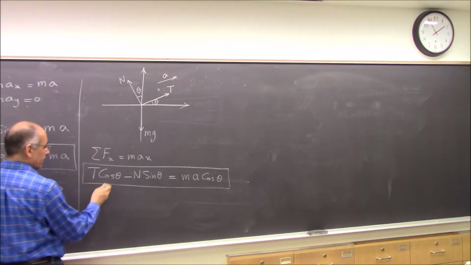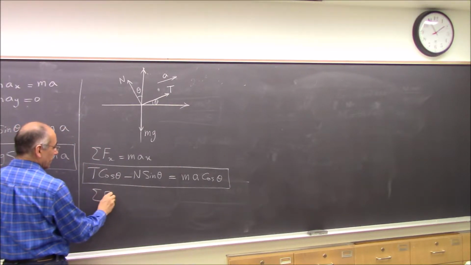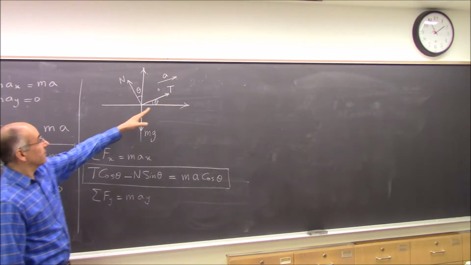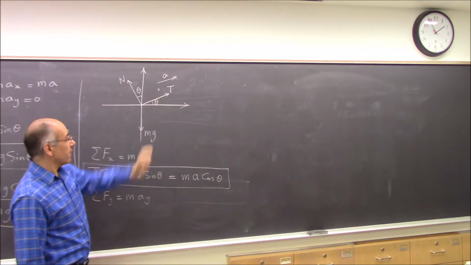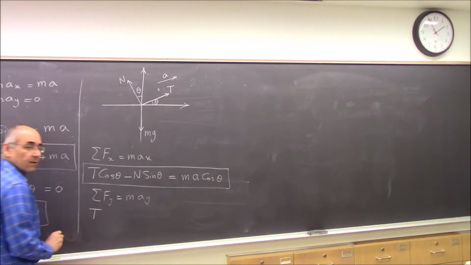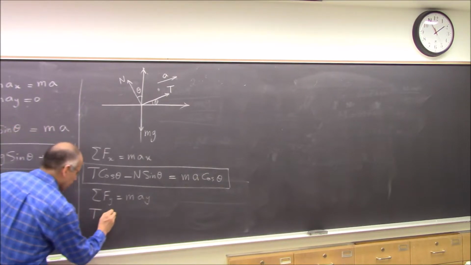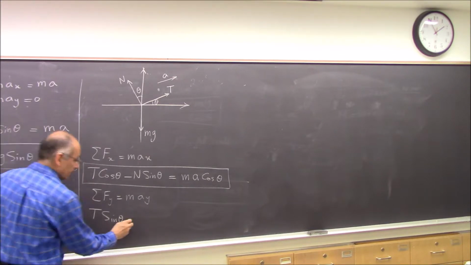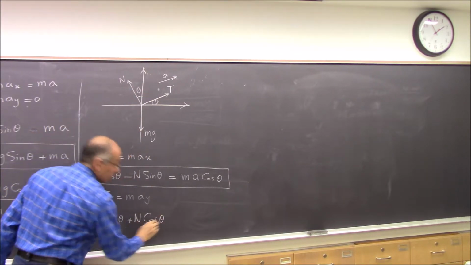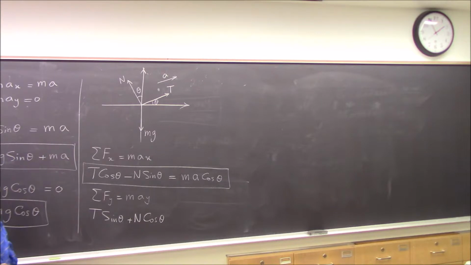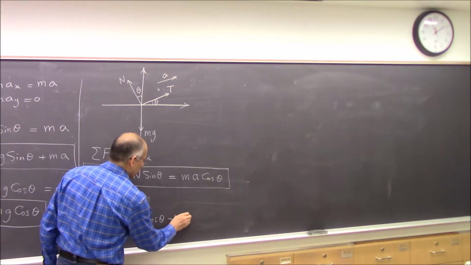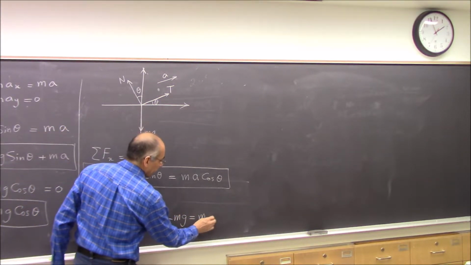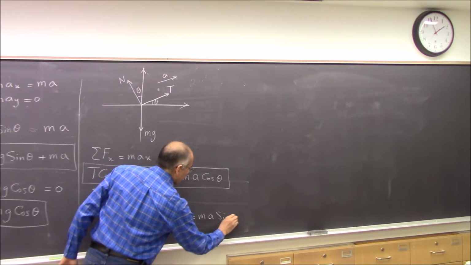And then the second equation will be sum of Fy equal to may. Sum of Fy means all the y components. What is the y component of T? T sine theta. What is the y component of N? N times cosine theta, right? Positive, and this is because it's adjacent. Minus mg equal to mass times y component of acceleration, ma sine theta, right?